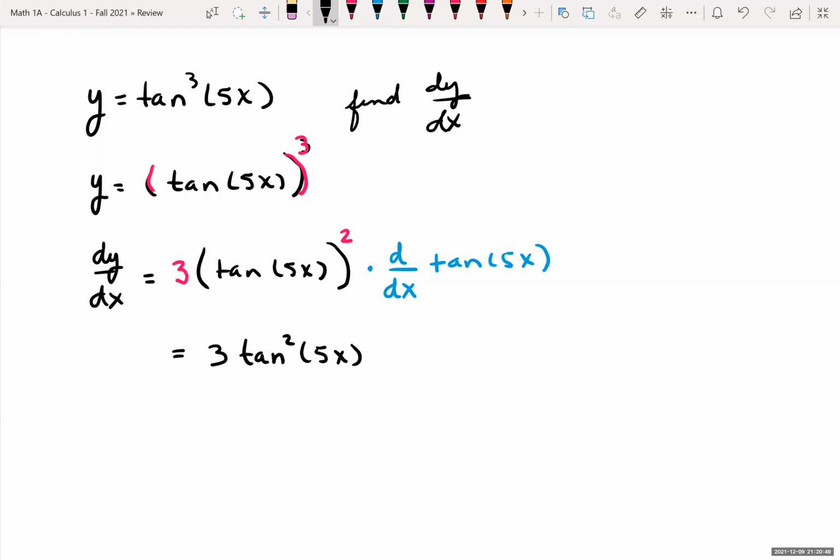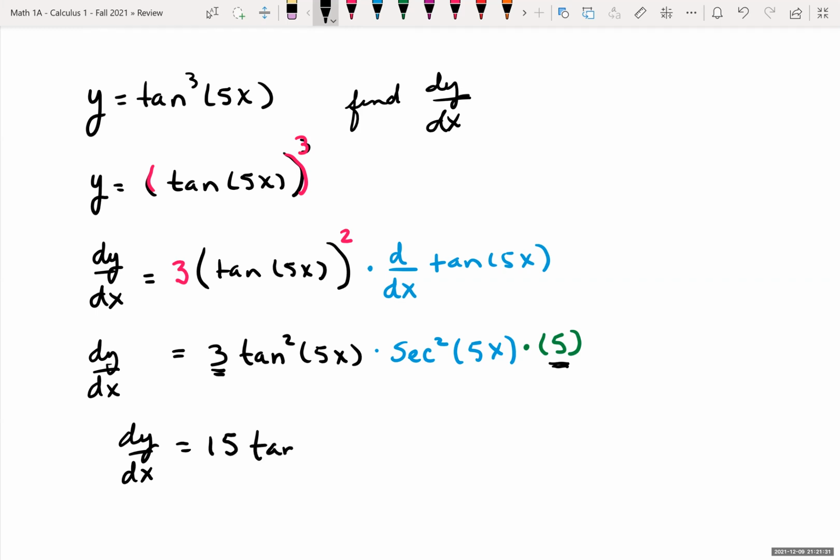So when we take the derivative of tangent of 5x, the derivative of tangent, recall, is secant squared. So this is going to be times secant squared of the inside 5x times, we have to take the derivative of the inside of our function 5x. And then the derivative of 5x is just 5. So we found the derivative dy/dx is equal to, let's just multiply this 5 times the 3 out front. So we have a 15 tangent squared of 5x times secant squared of 5x.